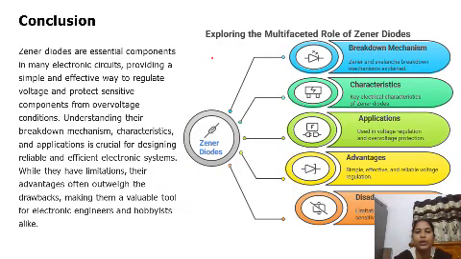And the conclusion: Zener diodes are essential components in many electronic circuits, providing a simple and effective way to regulate voltage and protect sensitive components from over voltage conditions. Understanding their breakdown mechanism, characteristics, and applications is crucial for designing reliable and efficient electronic systems. While they have limitations, their advantages often outweigh the drawbacks, making them a valuable tool for electronic engineers and hobbyists alike.